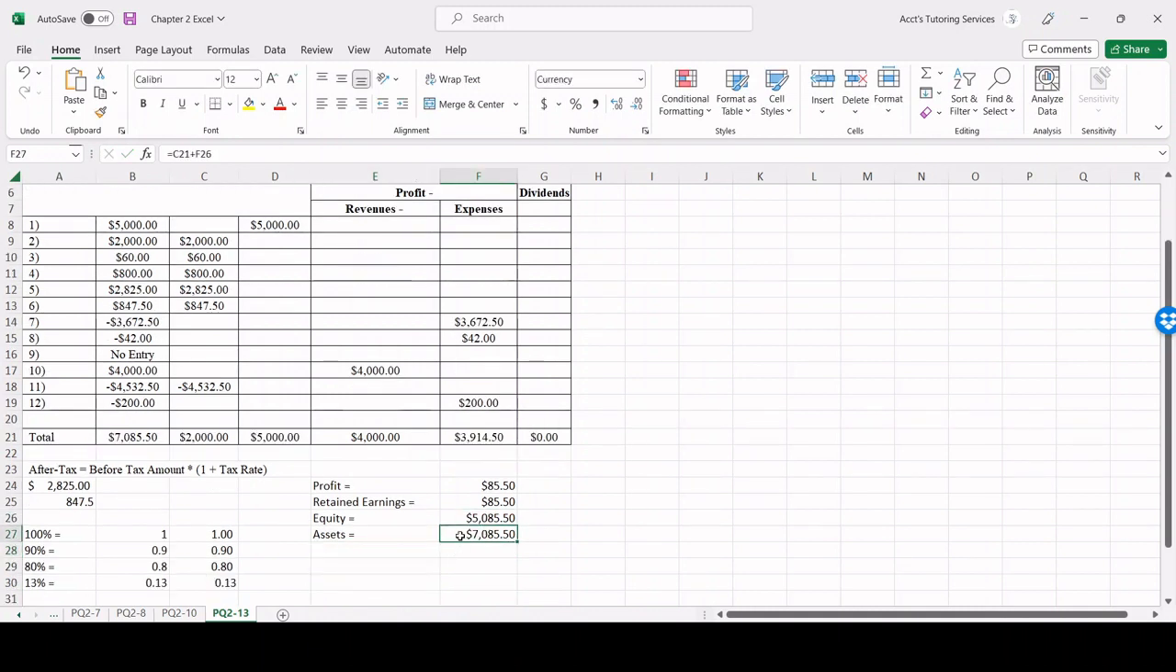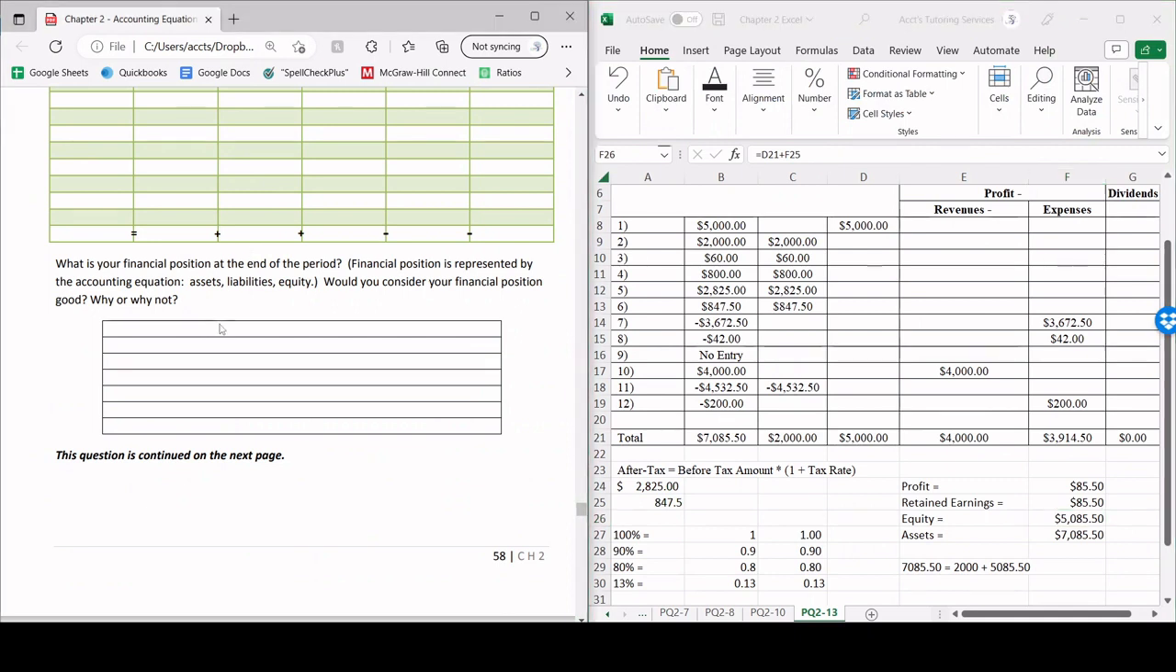So as you can see, the accounting equation balances. So once again, it's 7,085.50 equals 2,000 plus 5,085.50. So that being said, the financial position is fairly good because the company does not have much liabilities. That's always a good sign. And assets are also very high and they're funded through equity. So yeah, that answers our question. We solved the accounting equation.